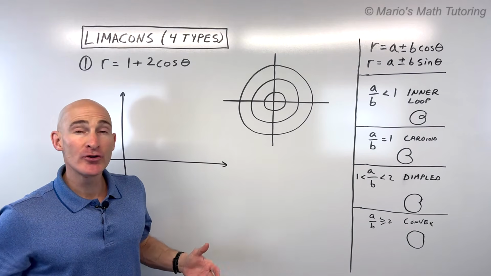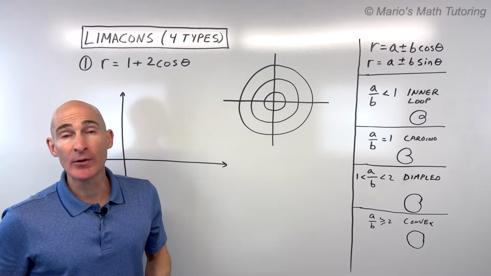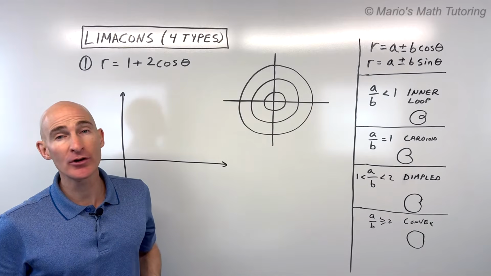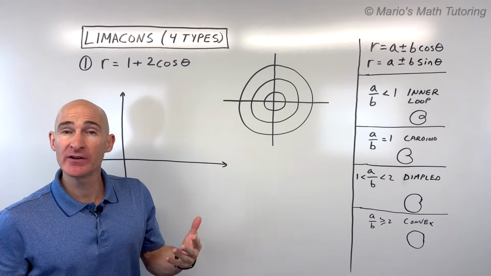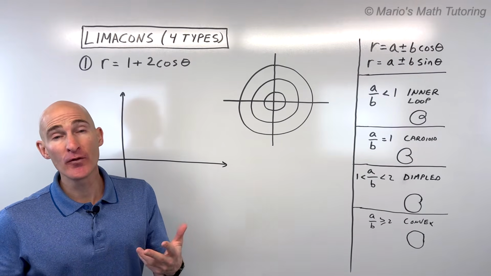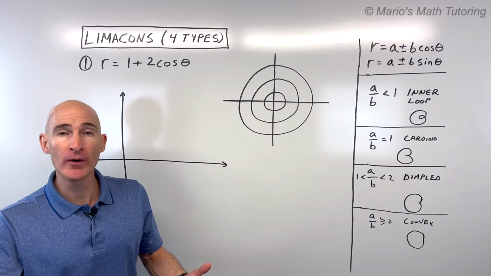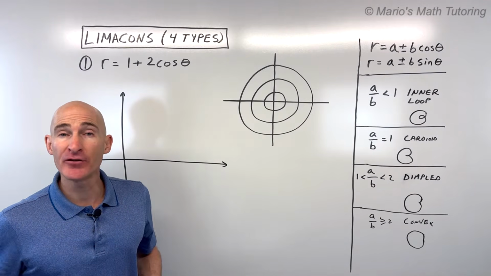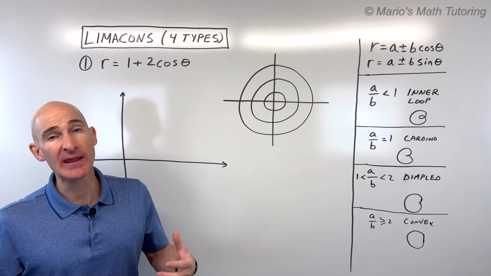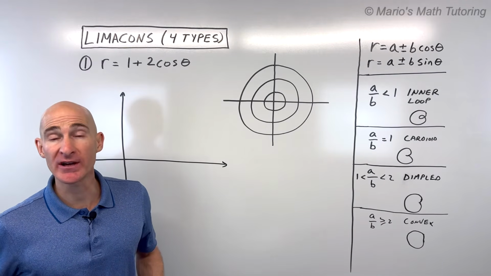In this video, you're going to learn how to graph Limaçons, and we're going to go through the 4 different types. We're going to go through 4 examples showing you the different types, and then I'm going to give you 4 examples that you can practice on your own, and I'll mix them up, and you can figure out what type it is and how to sketch it, and then we'll go through it together so you can check your work and get some practice.